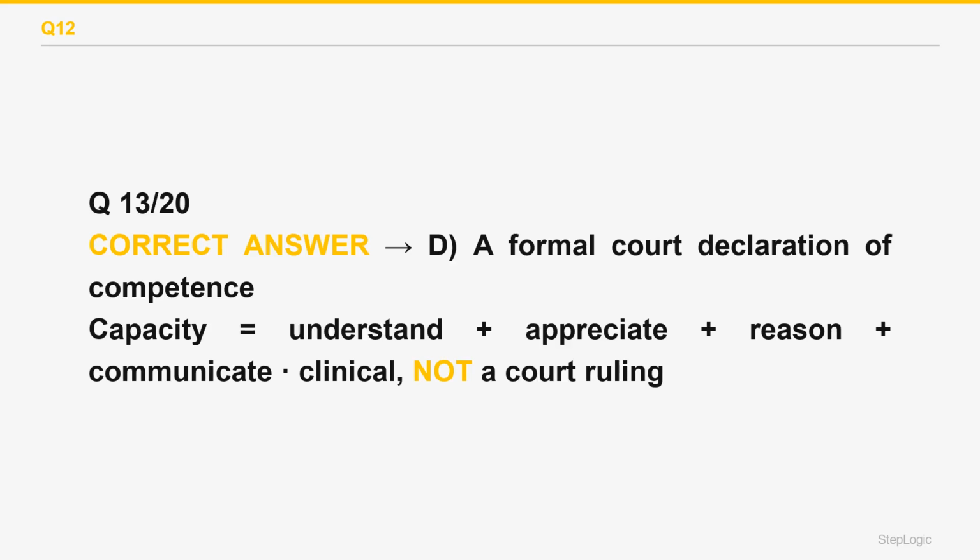The key distinction is capacity versus competence. Capacity is clinical, decision-specific, and can fluctuate, assessed by a physician for a particular decision at a particular time. Competence is a global legal status determined by a court. Physicians assess capacity, only courts declare incompetence. The 4 bedside elements, understanding, appreciation, reasoning, and communicating a choice, are what is required. A court declaration is not.